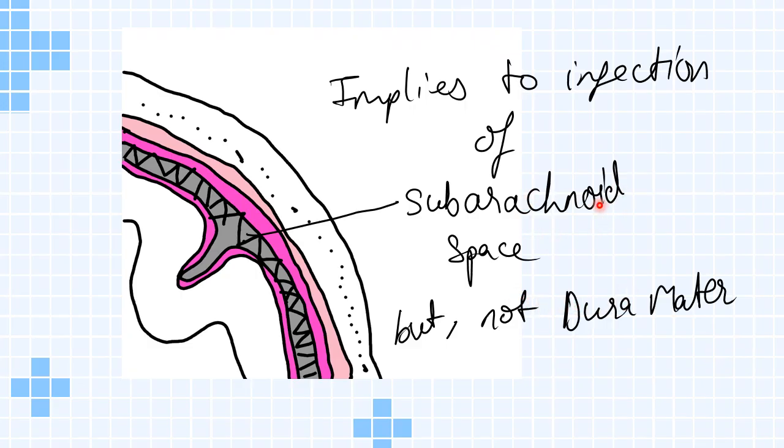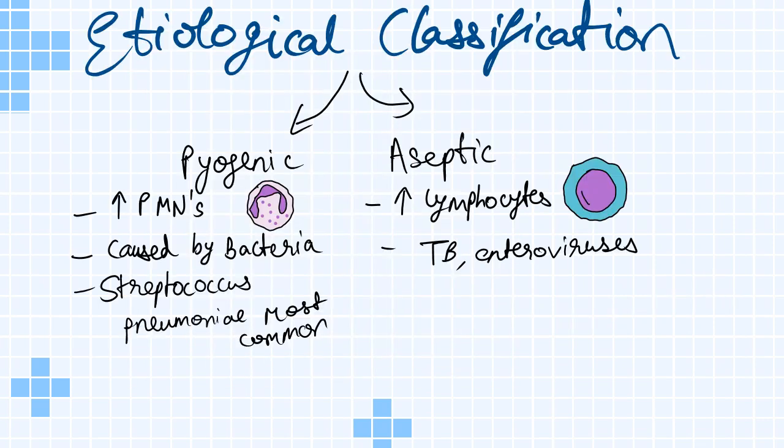Now that we know what meningitis is, let's classify it. Meningitis is broadly classified into two major types. First, pyogenic meningitis. Here, CSF shows increased polymorphonuclear cells or neutrophils. It is caused by bacteria, and among bacterial causes, Streptococcus pneumoniae is the most common. In aseptic meningitis, there is a rise of lymphocytes, and the main causes include TB and enteroviruses.